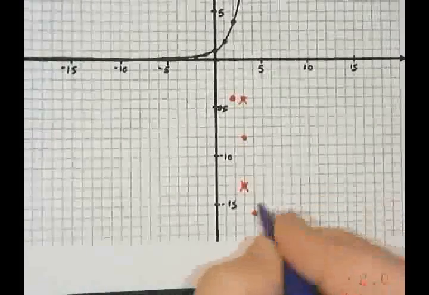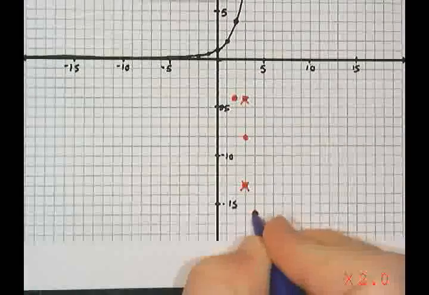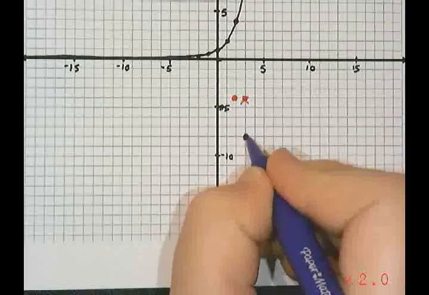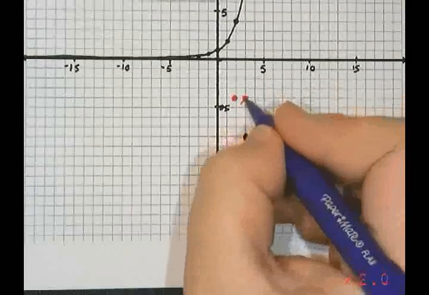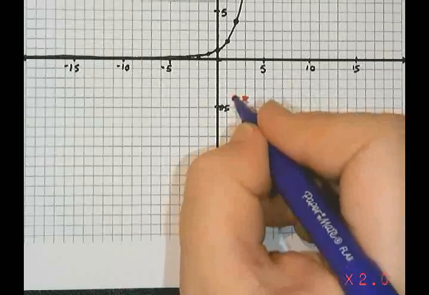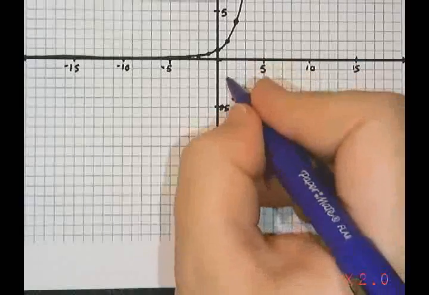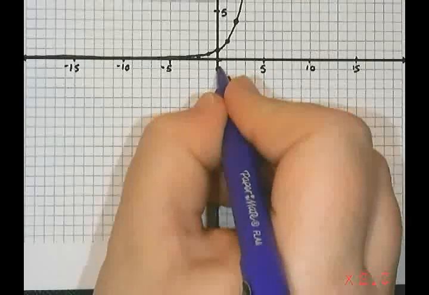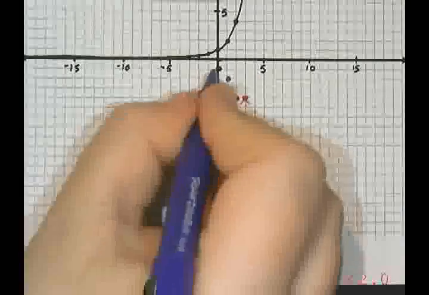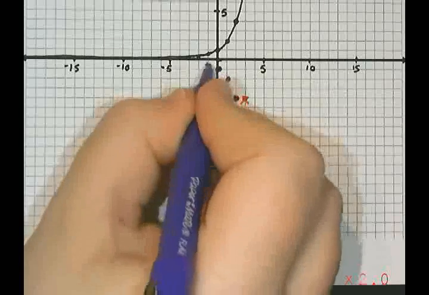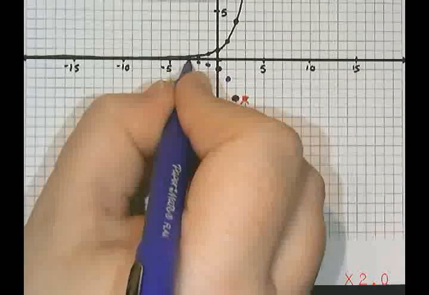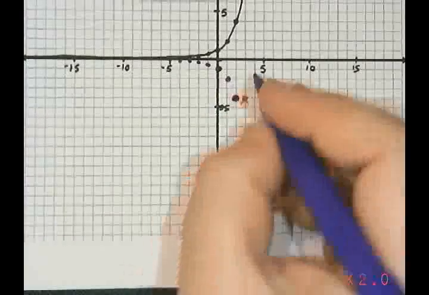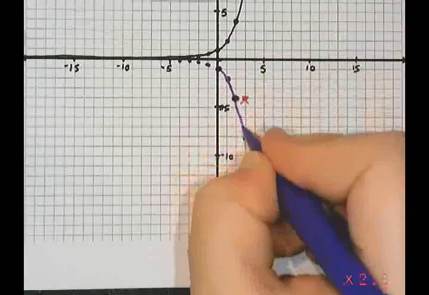So I've got 4 and negative 16, which is okay. And then 3 and negative 8, which is okay. And then 2 and negative 4, which was okay. And then 1, here we go, and negative 2, 0 and negative 1. Sorry, negative 1, negative 1 and negative 0.5, negative 0.25. Negative 0.125, 0.0625. Sorry about the confusion on that.